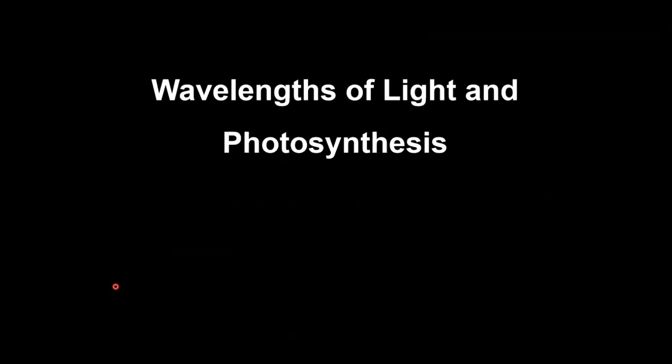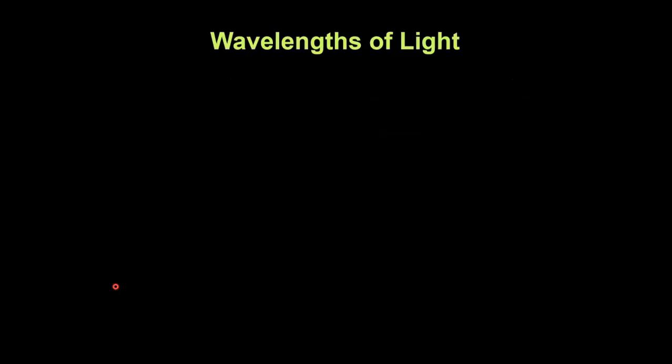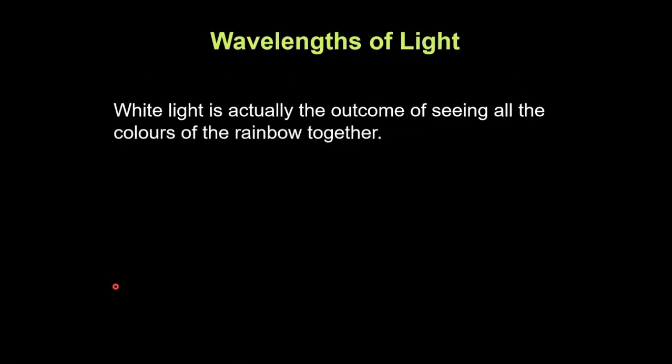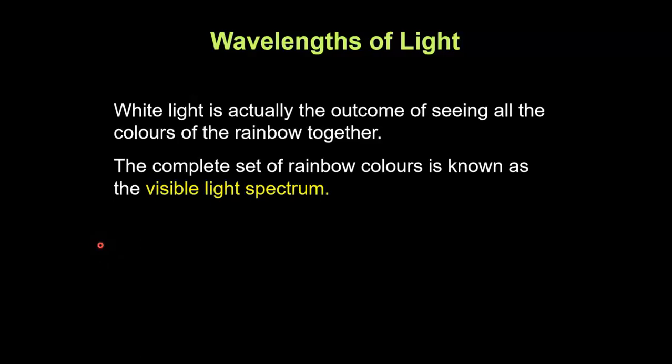All right, let's look at this complicated issue of wavelengths. The first thing is a fact that you may already know from previous lessons, and that is that white light is not a single kind of light. It's the outcome of seeing all the colors of the rainbow all together at once. The term that is used for a rainbow, for the full set of colours, is the visible light spectrum. The word spectrum simply means the whole range of something from one extreme to the other extreme.